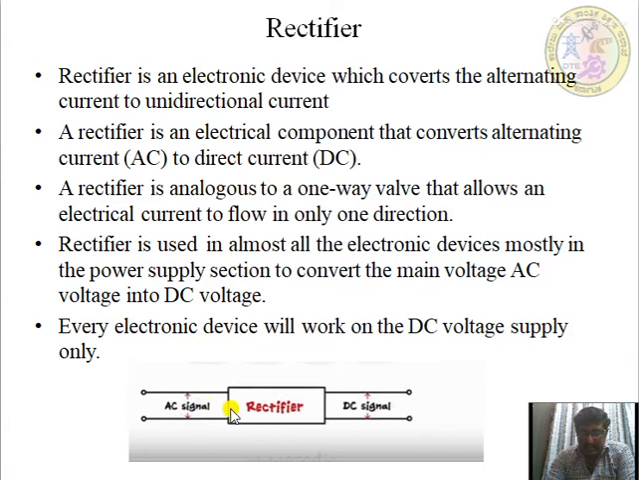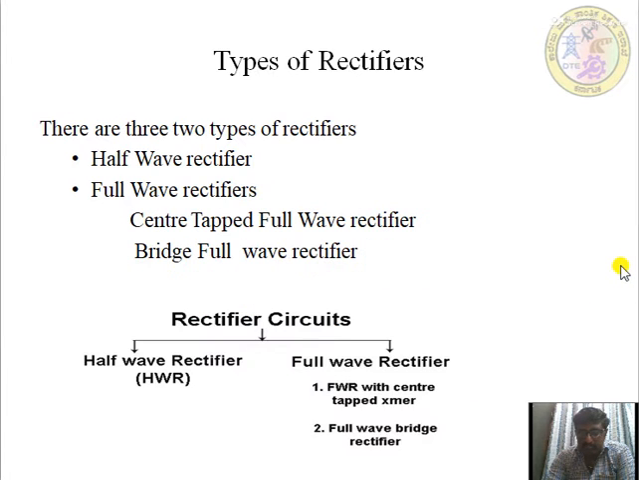So this one is the AC signal, which we connect to the rectifier. The rectifier converts the AC signal to a DC signal.